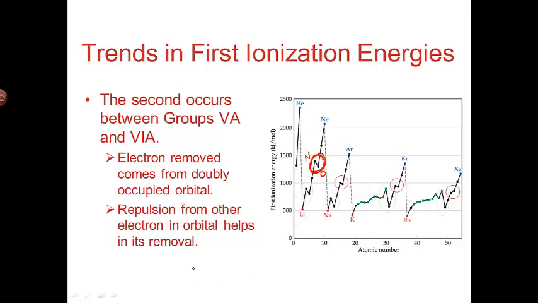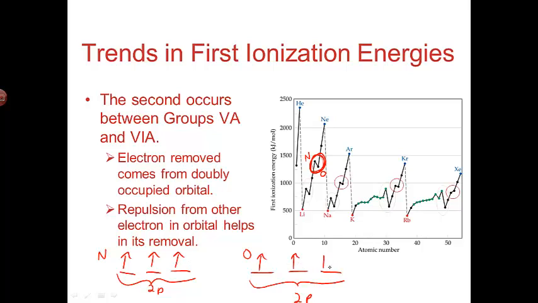Well, the outer electrons in nitrogen are in that 2p. This is our 2p's right there for nitrogen and for oxygen. So let's see what is the difference here. If we look at nitrogen versus oxygen's outermost electron, what do we notice? Well, we notice that the outermost electron in oxygen is being pulled from a full orbital, whereas if I try to remove an outermost electron in nitrogen, it's coming from a singly occupied orbital.